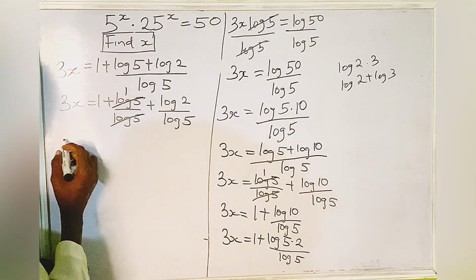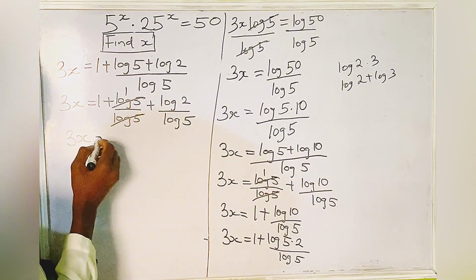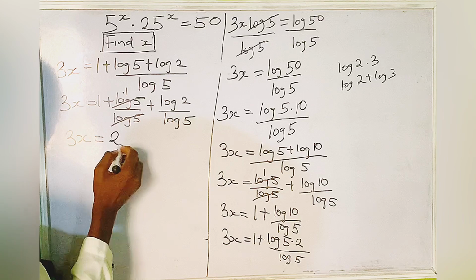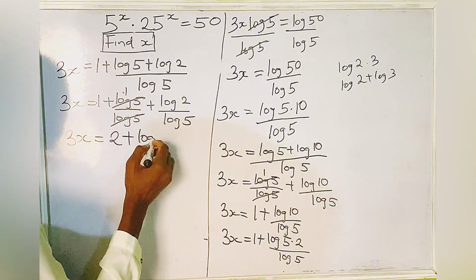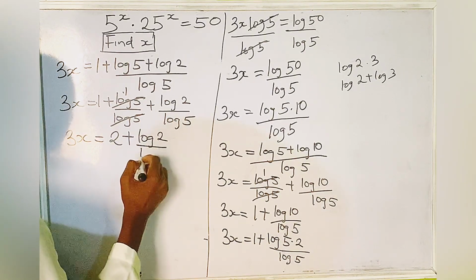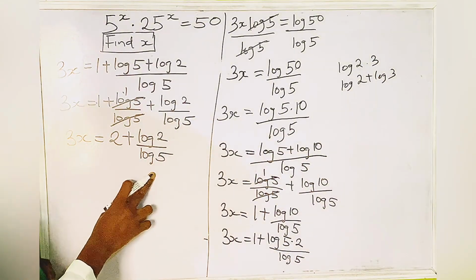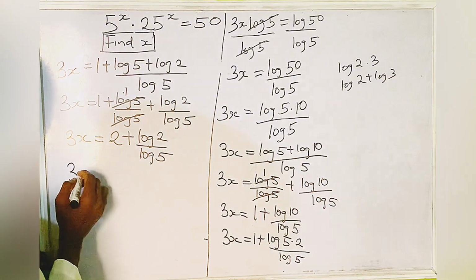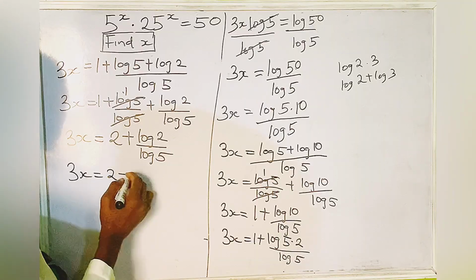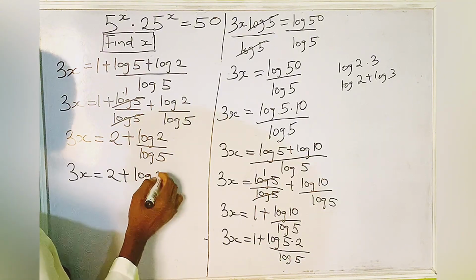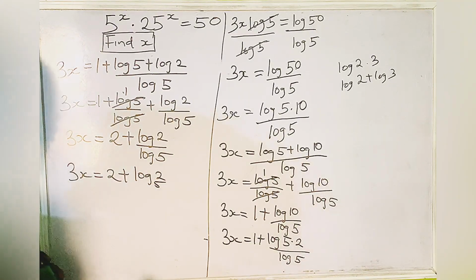Log 5 over log 5 is 1, so you have 3x is equal to 1 plus 1, which is 2, plus log 2 over log 5. So here we're going to be doing a change of base. We have 3x is equal to 2 plus log 2 base 5.